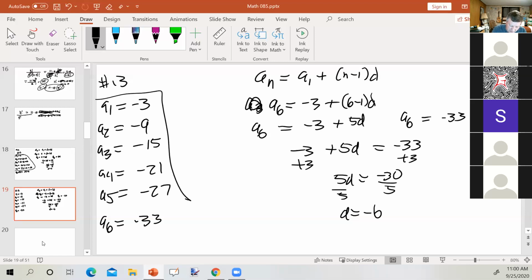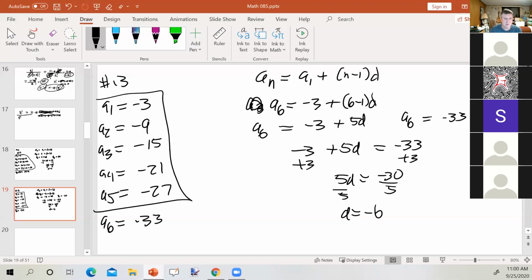So here are the first 5 terms. And I know I kind of went quickly there. It's because, if you haven't noticed, just about every problem I've done in this section is the same idea.